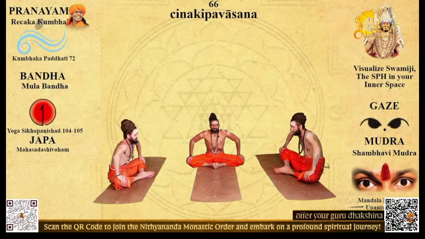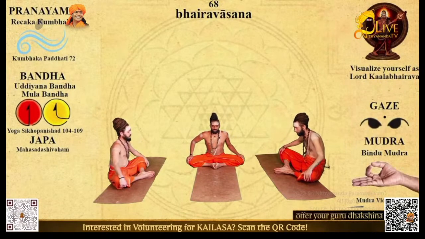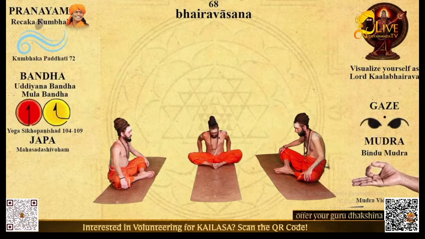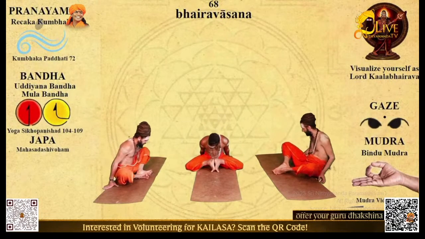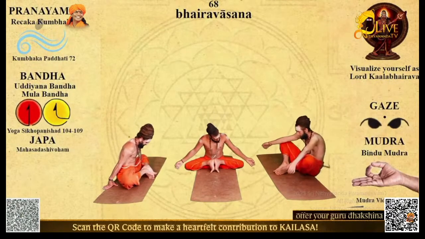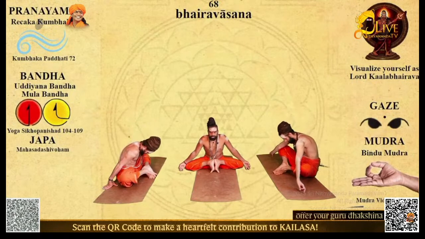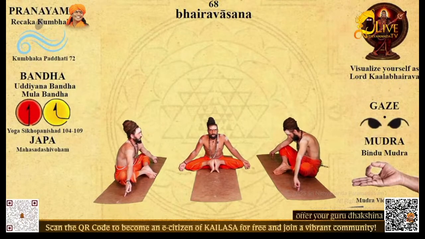Now release the Udyan Bandha. The next asana is Bhairavasana as you sit with toes tucked, heels up. Bring the knees wide apart onto the ground. Hands in Bindu Mudra, place it on both the respective knees. Gaze to the third eye. Engage Mool Bandha, Udyan Bandha and visualize Lord Kala Bhairava in your inner space.